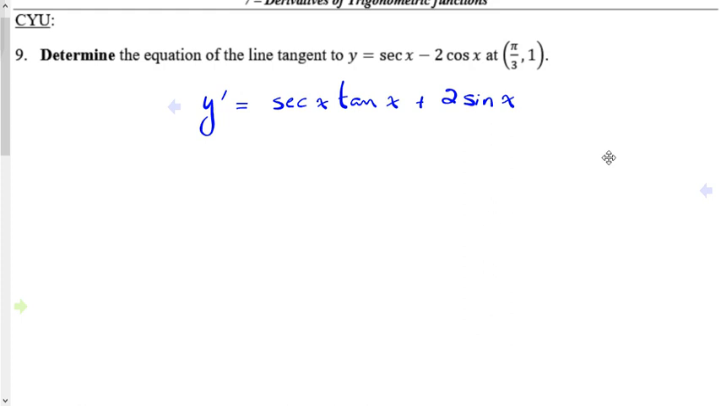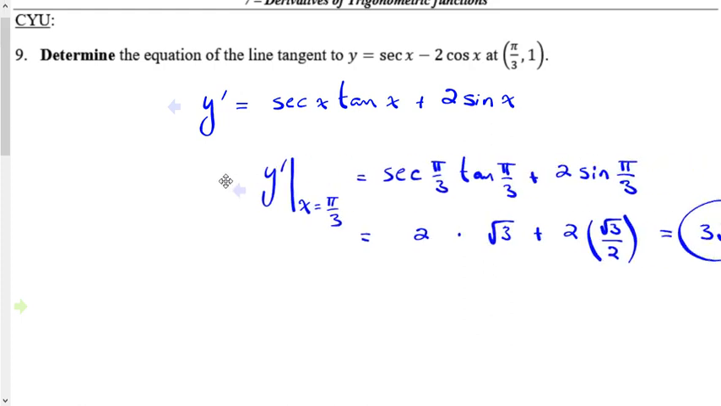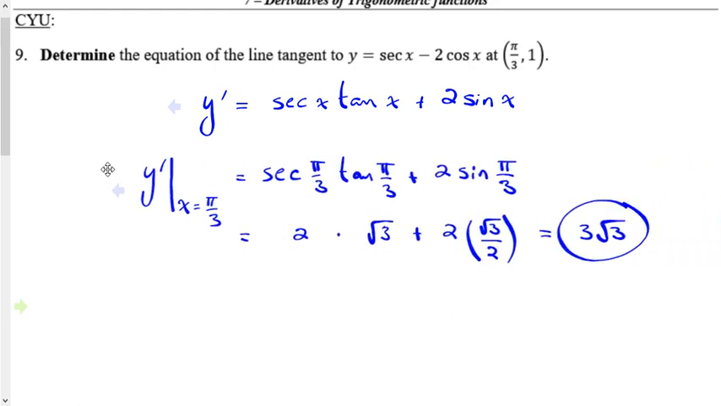Well, I can plug in the values that I have in the question when x is pi by 3. And we need to figure out some exact values here. Typically, we will want exact values, so don't go plugging things into your calculator to get decimal numbers. And we have secant pi by 3 is 2, tan pi by 3 is root 3, and sine pi by 3 is root 3 over 2. Simplifying that, we end up with a slope at this point of 3 times the square root of 3.